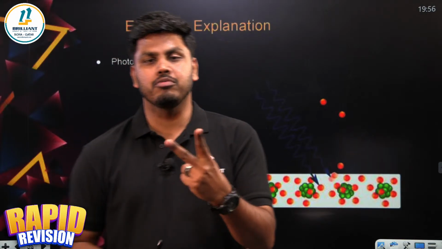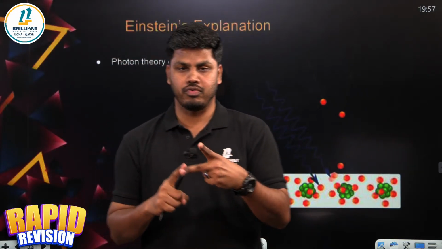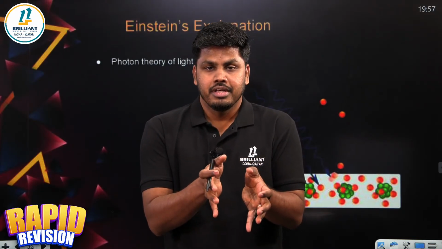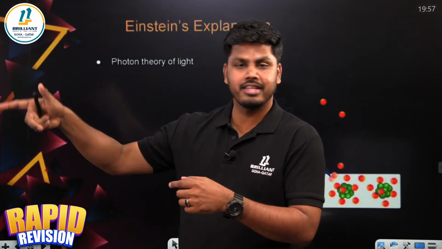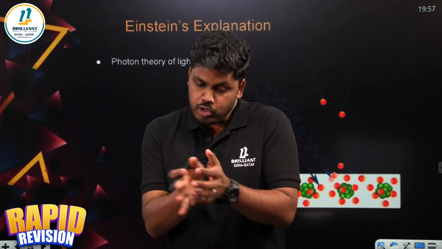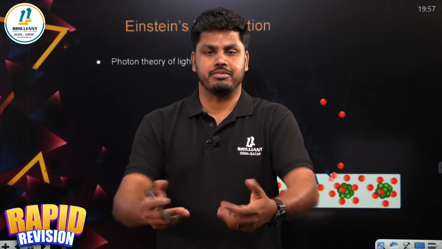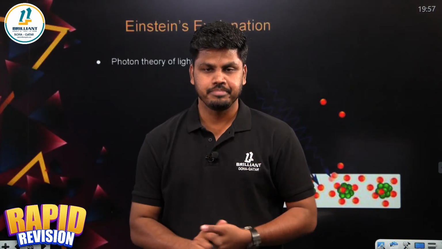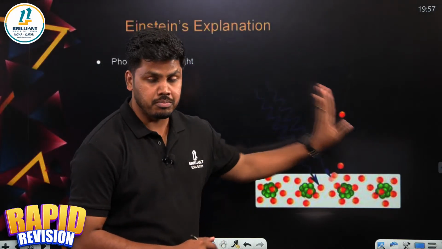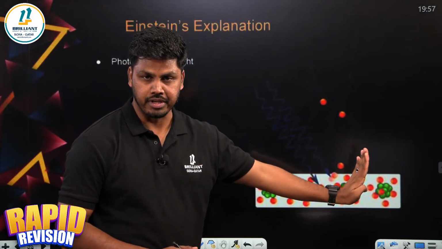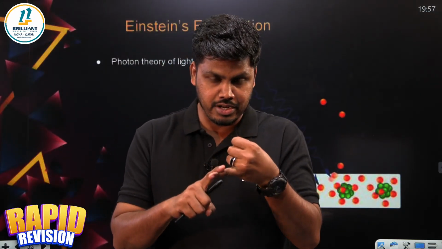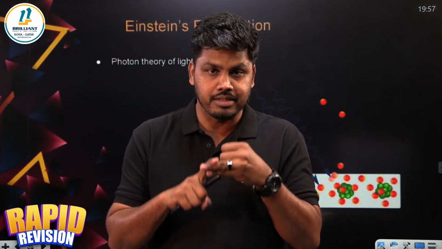Then the second observation was regarding the kinetic energy of electrons. Suppose 5 electrons are emitted. If you want to make it 6, increase the intensity. What happens if you increase the frequency? Those 5 electrons will be emitted with greater kinetic energy, right? And when we change the potential value, we found how it is varying.